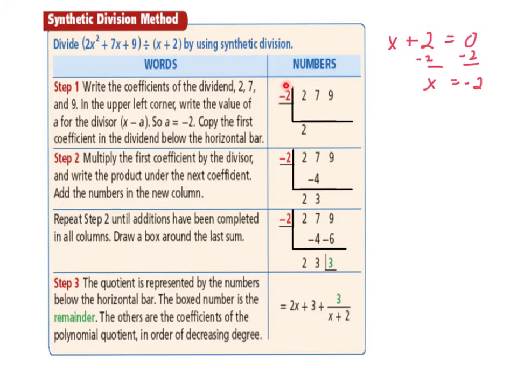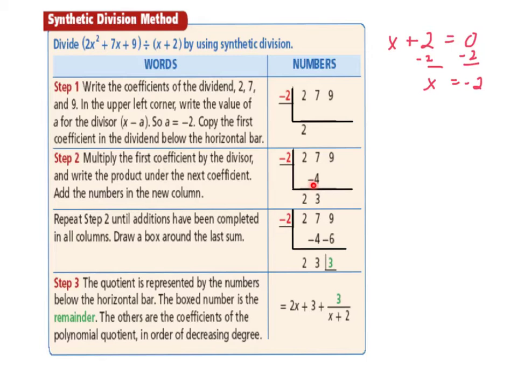Now, notice here I have my dividend. My dividend is already in standard form. Now, I'm not going to put the x squareds or the x in there. I'm just going to take each of the coefficients of each of the terms, and I'm going to put it here, here, and here. Now, here's what's going to happen. We're going to take this 2, and I'm going to drop it down. Then I'm going to multiply this negative 2 times this positive 2. That gives us negative 4, and I'm going to put it right underneath the 7.